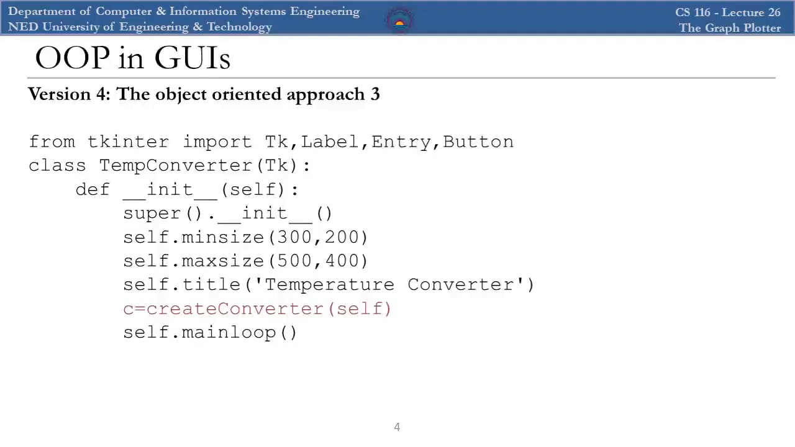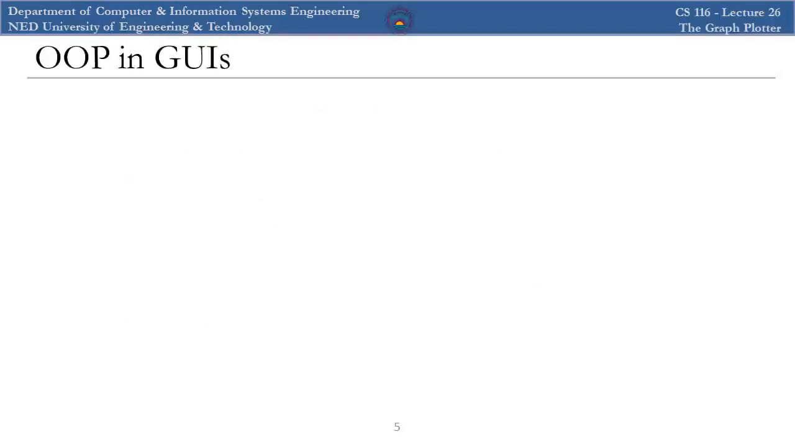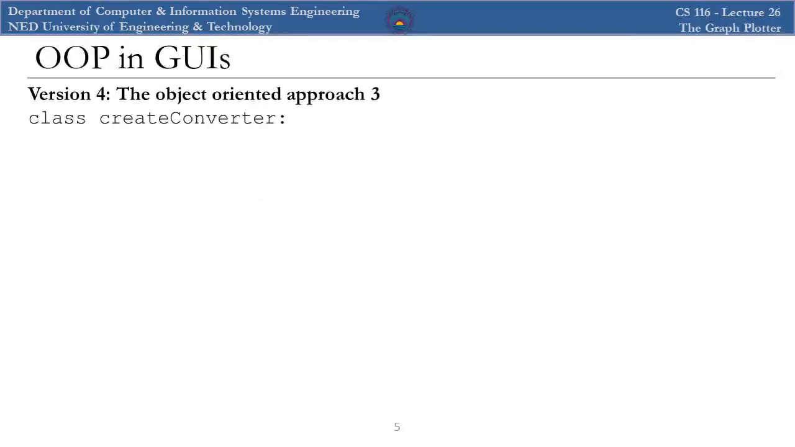Now let's come to this class create converter. In this class, this is my declaration for my new class create converter. Here is my initiator. Now you see that this R is the handler to the main window, which has been passed to it by the temperature converter class. I hope you remember from the previous slide that we passed self from there, and that self is received as R here. So now this R contains information about the main window.